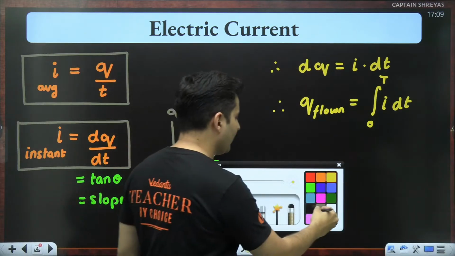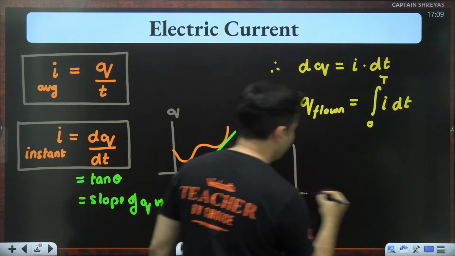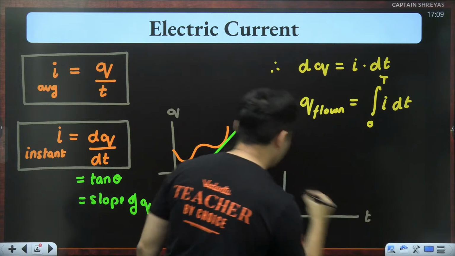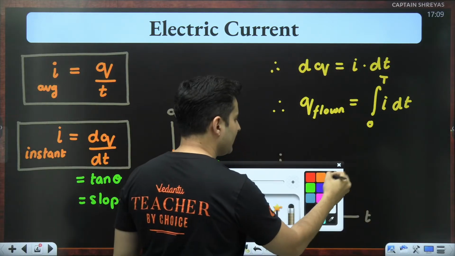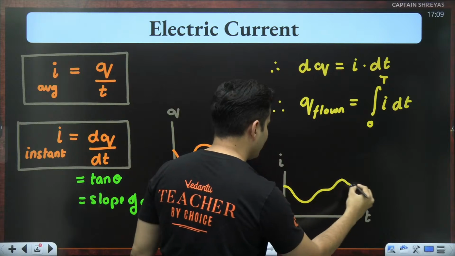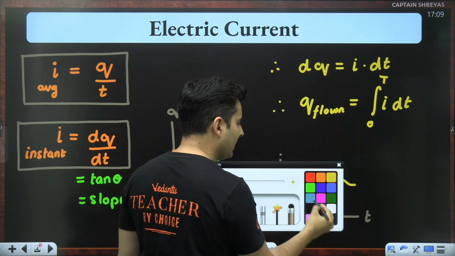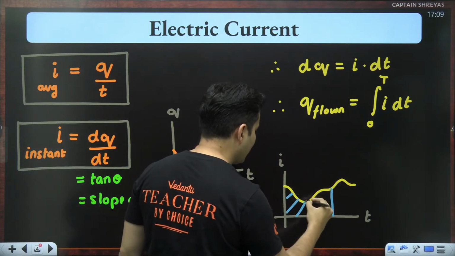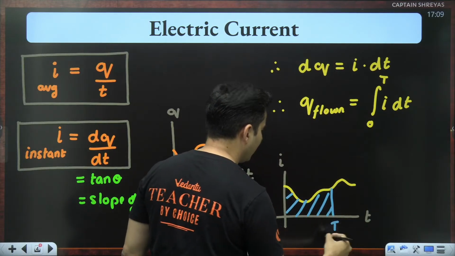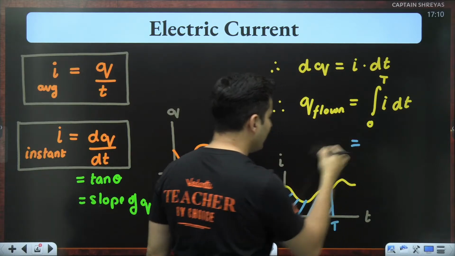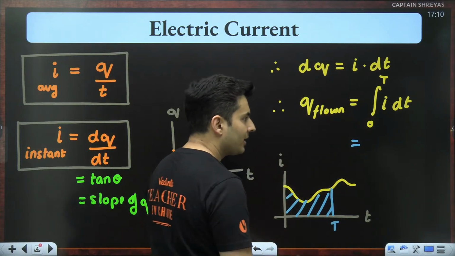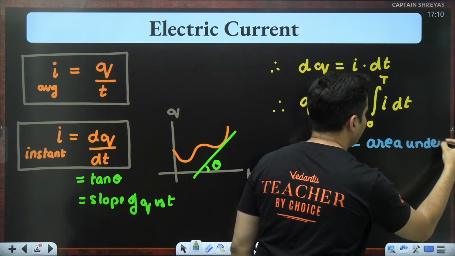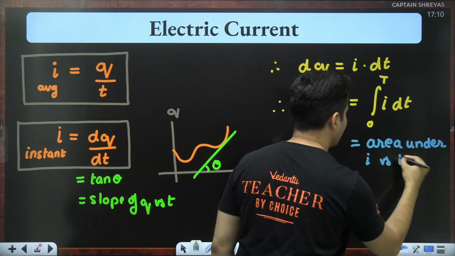So if I take, let me show it right over here. This is time, this is current, and this is a graph of current versus time. And I basically take the area under the graph till a certain time. That area under the graph gives me how much charge has flown. So this is nothing but the area under the current versus time graph.